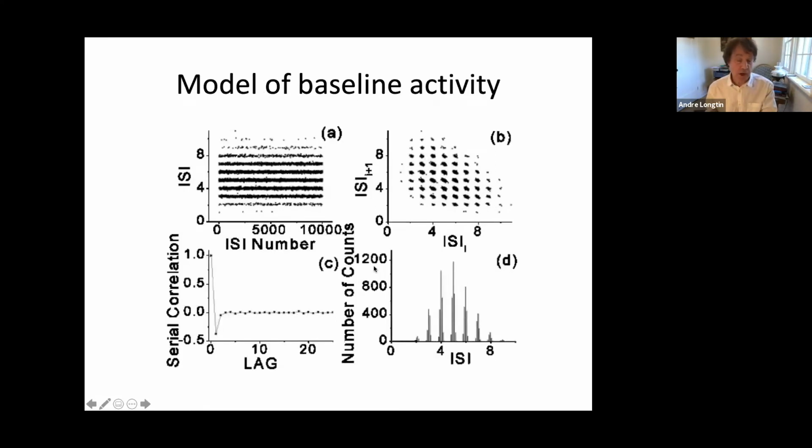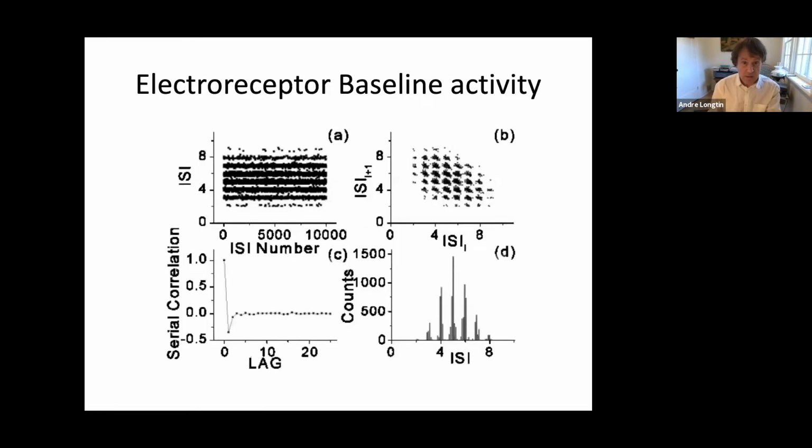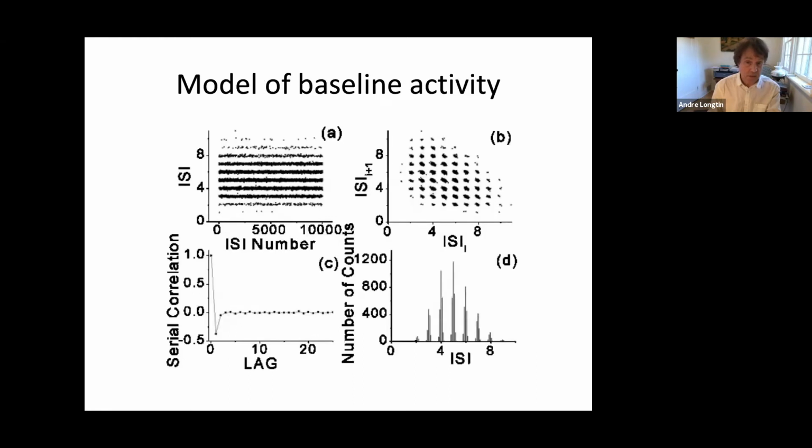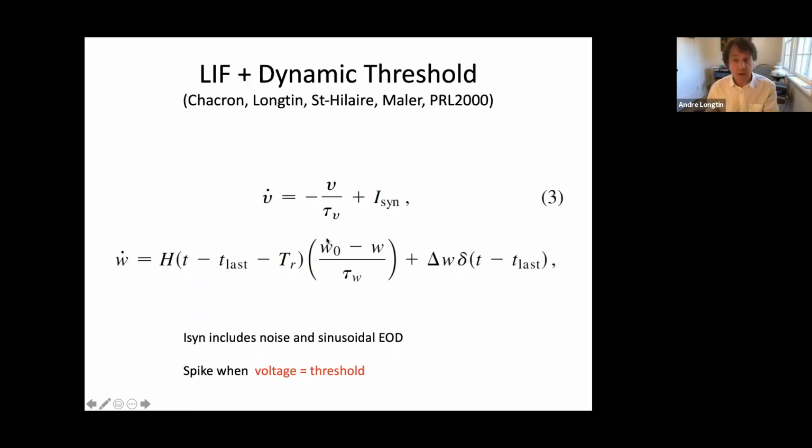So you can cook up a model that works very well and reproduces the data. Here's the data, here's the model. You can get things to match up pretty easily. With a bit of work, you need a model like an integrate and fire model, but you need a dynamic threshold. So the threshold gets kicked up at every spike. You get a spike when the voltage equals the threshold. And this synaptic input here includes noise and also that sinusoidal waveform, right?